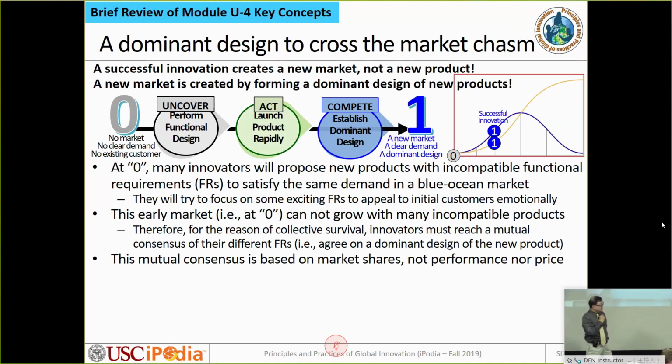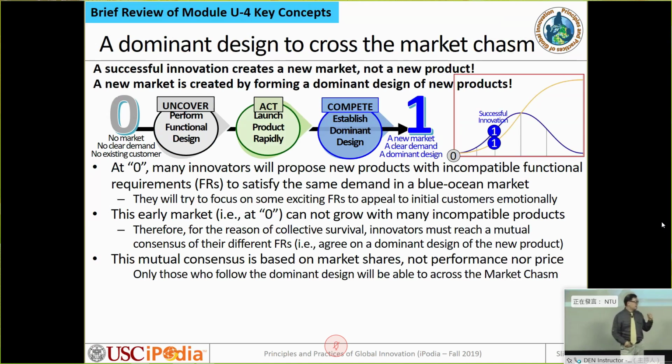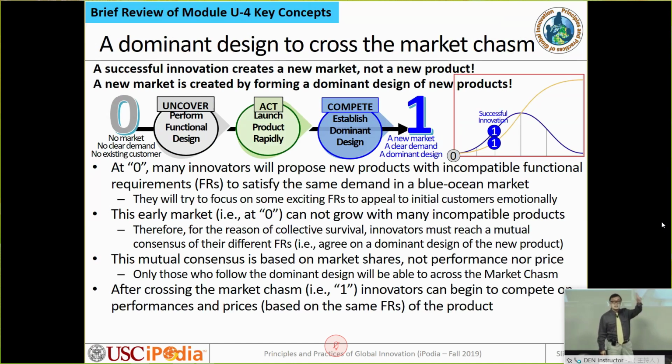So the consent is based on market share, not performance and price, because it is still too early to talk about performance and price. But it is very important that at the beginning, you try to push your market share. How do you do that? You have to be very careful in selecting the excitement features. You have to be very strategic, focusing on seducing your customer in, then hooking them with the hook model, right? So this is all for the reason of market share. And only those who follow the dominant design will cross the market chasm. Those who do not will leave the market or find another new market, okay? So once you cross the chasm, you are now at one.